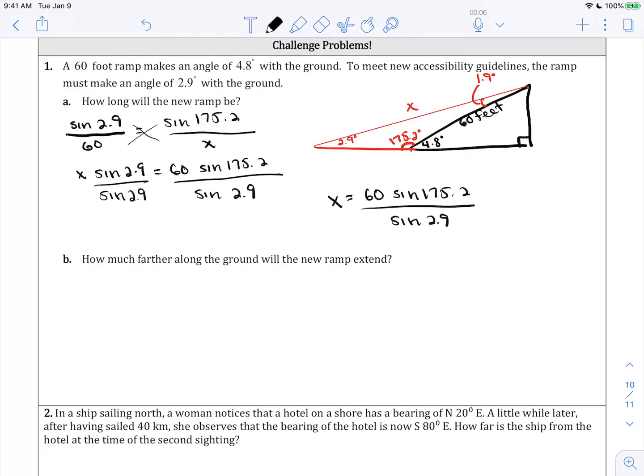Great, right? Now that I have all that, I can plug this whole thing in my calculator all at once, and I get 99.24 feet. So the new ramp would be 99.24 feet, okay? All right, so now how much further along the ground will this new ramp extend?